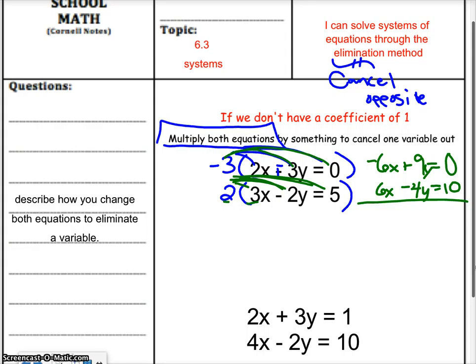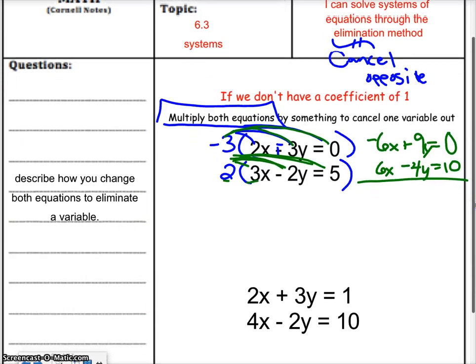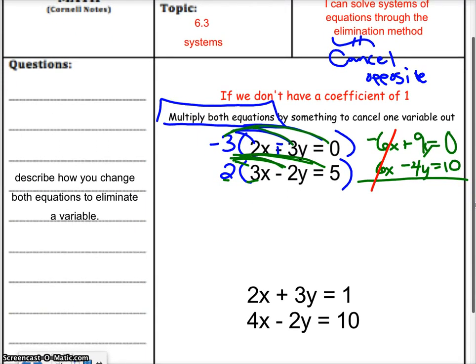Now see what happened there? Now I can cancel my x's out. That was my purpose. Negative 6 plus 6 is nothing. 9 minus 4 is 5y. 0 plus 10 is 10. Y is 2.